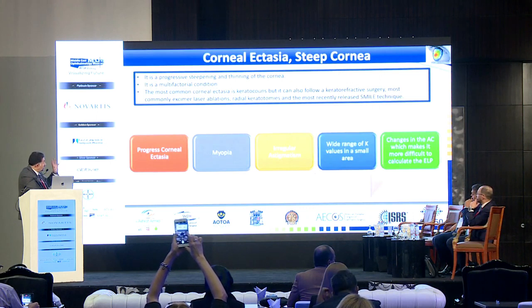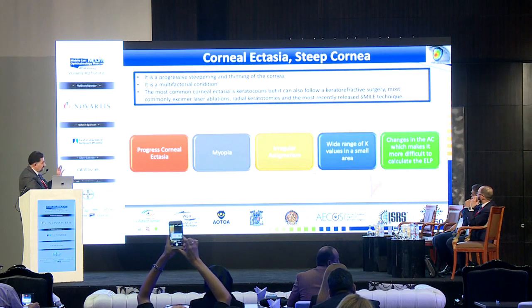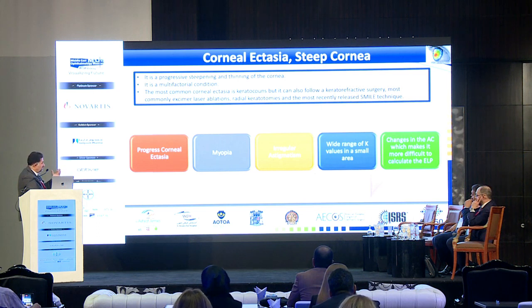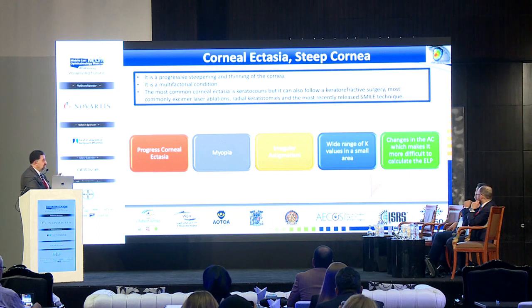So, if we think about corneal ectasia, keratoconus is a part of corneal ectasia or a steep cornea, so it's a progressive steepening. Progressive corneal ectasia leads to myopia, irregular astigmatism, a wide range of K values in a small area, and this leads to changes in the ACD, which makes it more difficult to calculate the effective lens position. This is the problem in keratoconus.